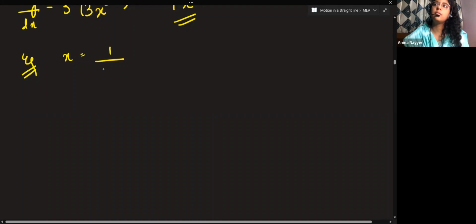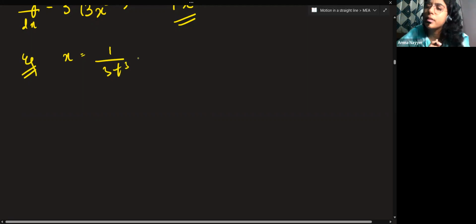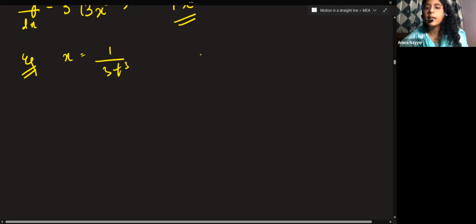X is equal to 1 by 3t cube. Let's take this example. We have to differentiate x with respect to time. Now how will we differentiate it? The best way is, whichever variable is in the denominator, put that variable in the numerator, meaning take the reciprocal of it. If you take the reciprocal of t cube, that becomes t to the power minus 3 when it goes in the numerator. So x can be written as 1 by 3 t to the power minus 3. This is also a way to write this. We haven't changed the question. It's just the way of writing it.